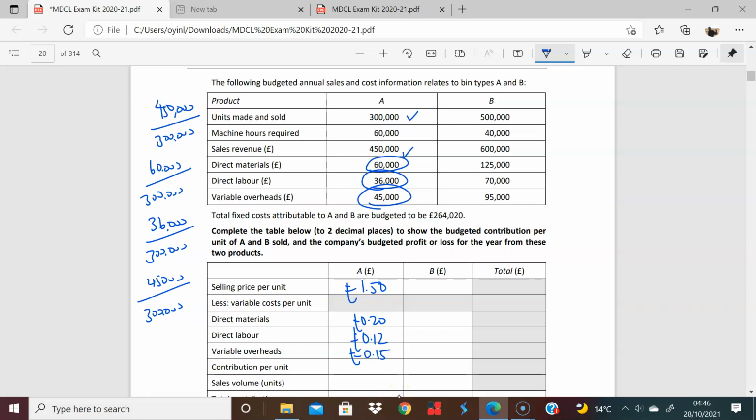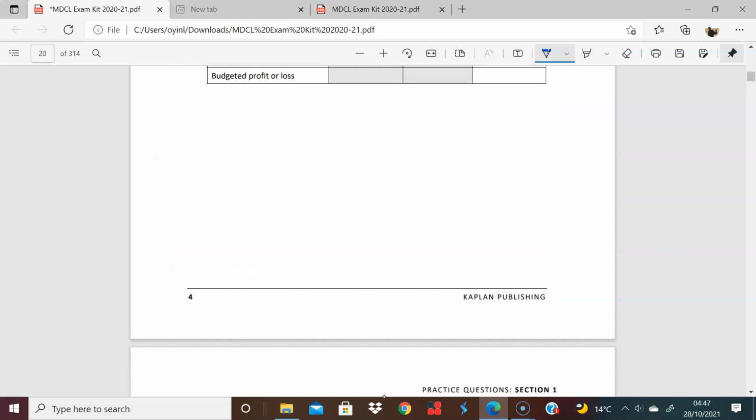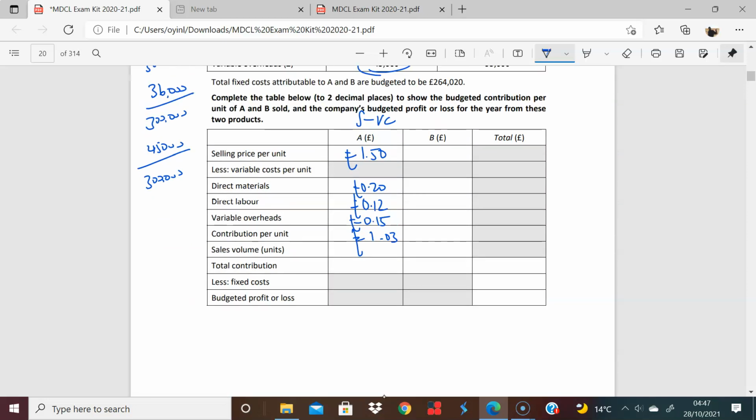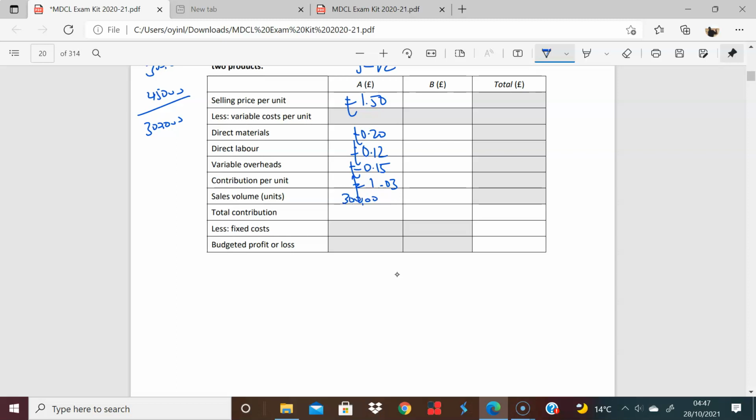So I'm going to take all of these variable costs away from the £1.50 to get my contribution, because contribution is sales minus variable cost. That takes you to £1.03. And that's the first situation. Then, because you are selling 300,000 units, your total contribution must be £1.03 times 300,000, and that's 309,000.